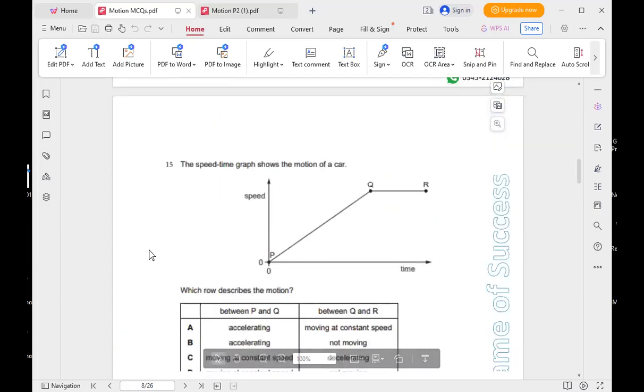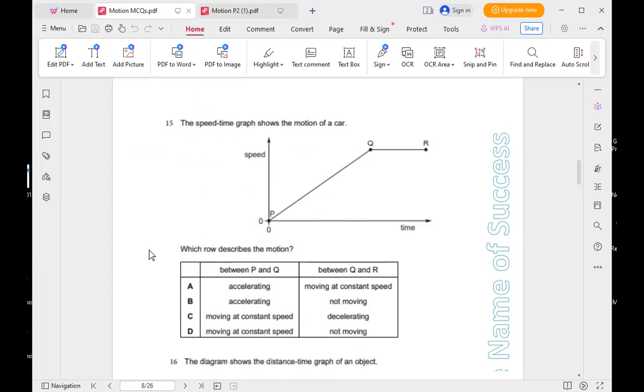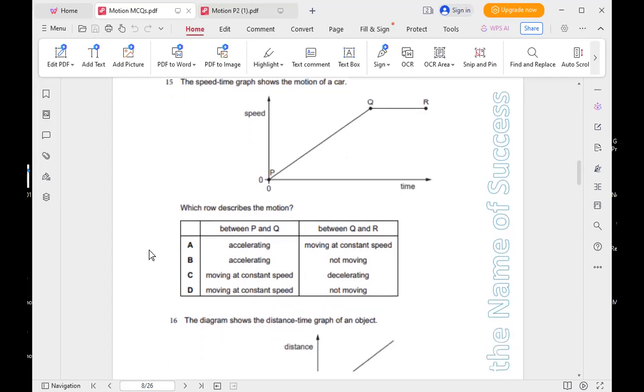Okay, now the next question is, the speed time graph shows the motion of the car. From P to Q, the object is accelerating. And Q to R, the object is at constant speed. It means option A.